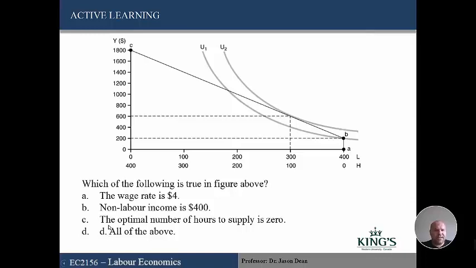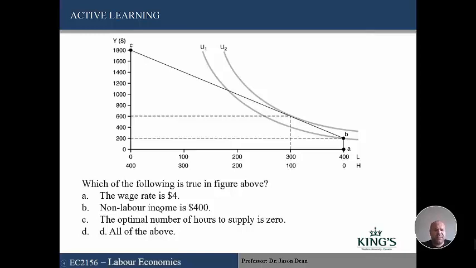Okay, well let's look at C. The optimal number of hours to supply is 0. Well, in order to find out the individual's maximization, to solve their maximization problem, we look for the highest indifference curve that is tangent to the budget constraint. And that point would be right here, and it would be at a positive number of hours worked of 100. So C is not true.